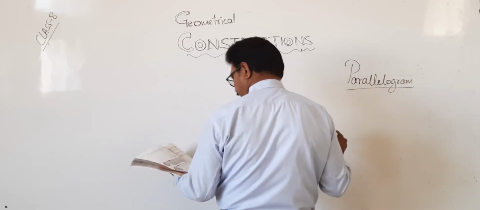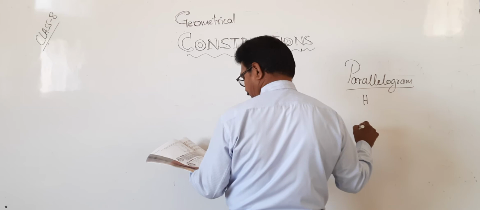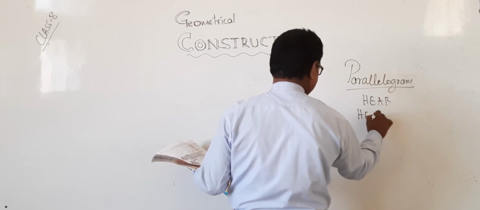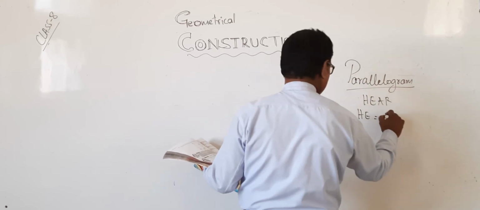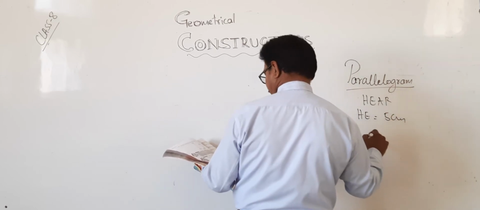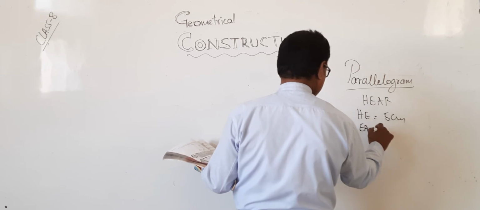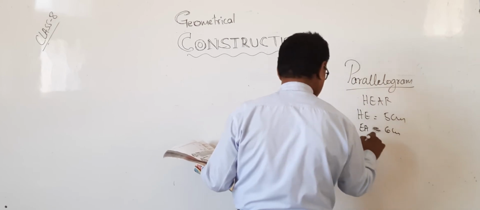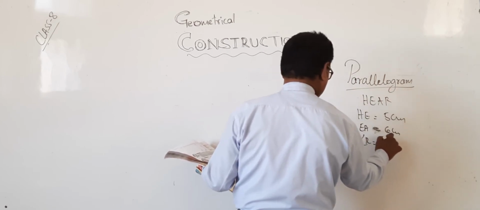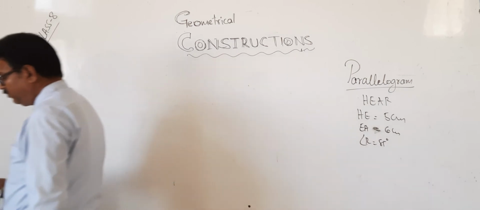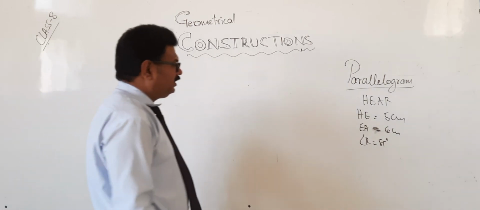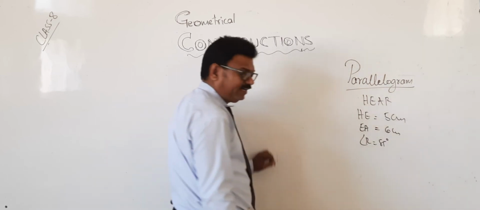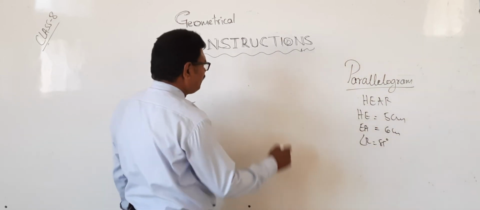In this parallelogram, HE 5 centimeters, EA 6 centimeters, angle R 85 degrees. Now before only I told you, you can give two sides and one angle also you can find out. Okay na? Now draw a diagram.